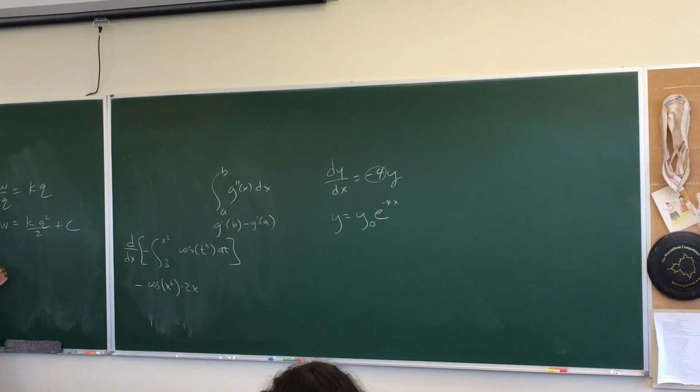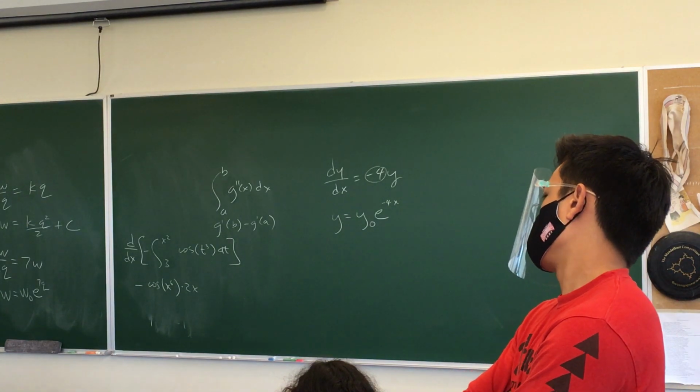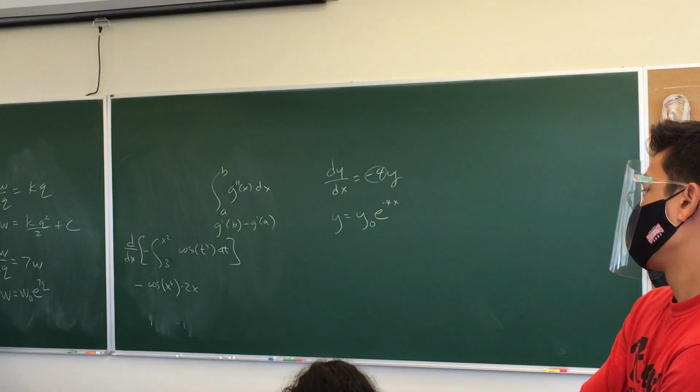If it was the other way, so what if they had dw dq equal 7w? What if they had that though? Henry, W equals W naught e to the 7q. You guys see the difference? Yeah, I'm guessing they wouldn't try to trick you with this, but you just never know.